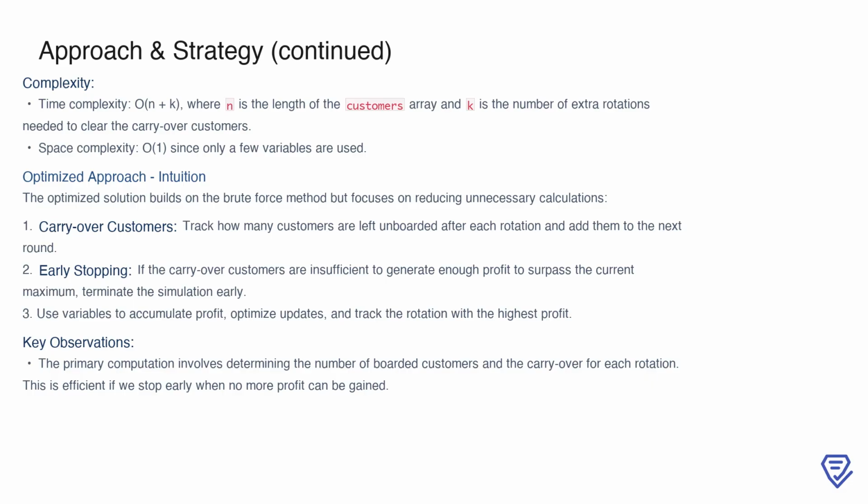avoiding redundant iterations. This refined approach uses variables to accumulate profit dynamically, update the state efficiently, and track the rotation that achieves the highest profit. A critical observation here is that the main computation revolves around calculating the number of boarded customers and carryover customers each rotation, a task that remains efficient when early stopping is applied.